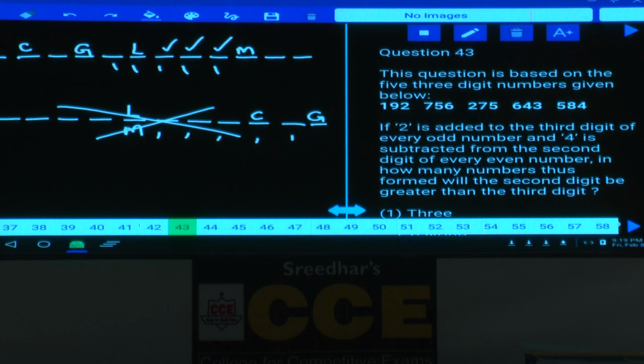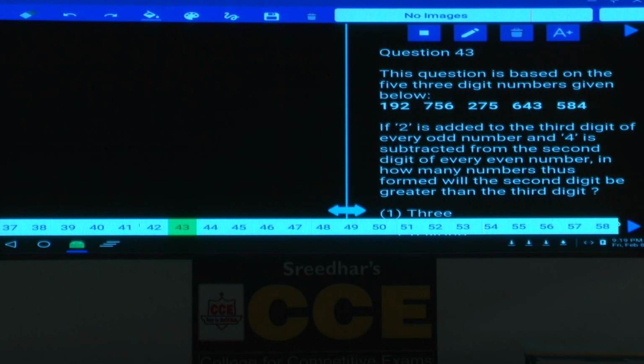Then 43 to 47, these 5 are based on a set of numbers. Now tell me what are the numbers here? 192, 756 and 275, 643 and 584. Now in total we have 5 numbers. If 2 is added to the third digit of every odd number, how many odd numbers do we have? There are 2 odd numbers. 2 is added to the third digit. Now this 275 will be 277 because 2 is added to the last digit, and this 643 will be 645.